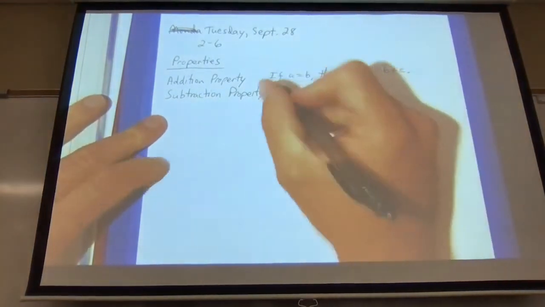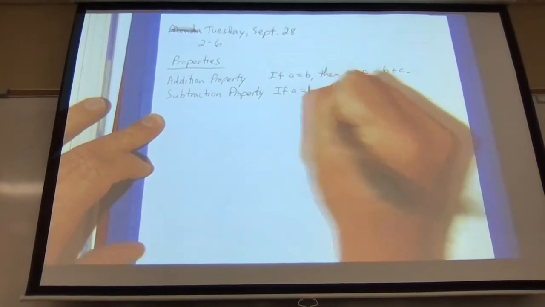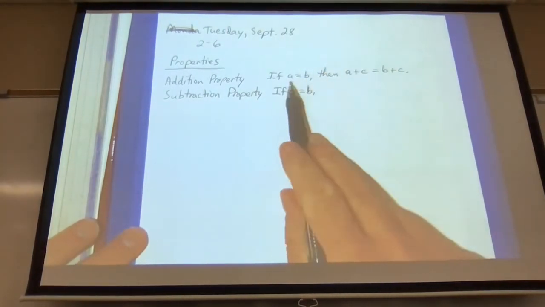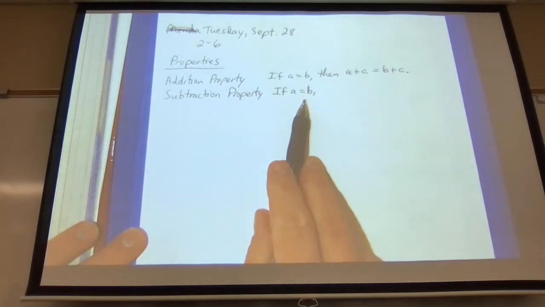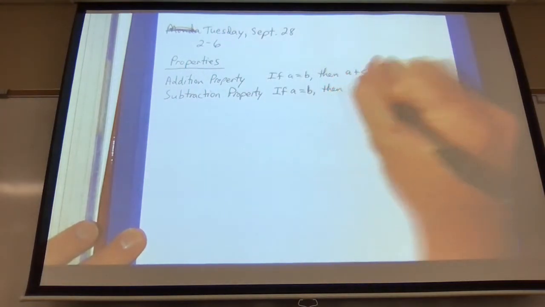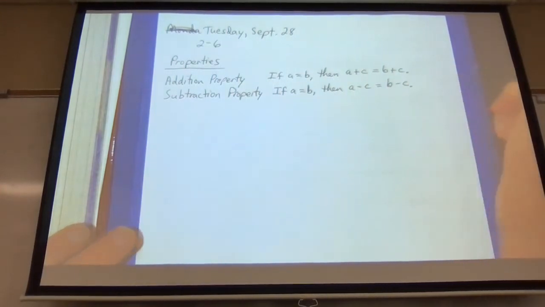Now we'll let you kind of piece this together. It's going to start off the same way. It's going to say if A equals B. But the subtraction property is going to let us subtract the same thing from both sides of the equation. So if addition property said if A equals B, then A plus C equals B plus C, subtraction property after the A equals B, what do you think would happen? We're going to minus C from both sides. Subtraction property allows you to subtract the same thing from both sides of your equation.